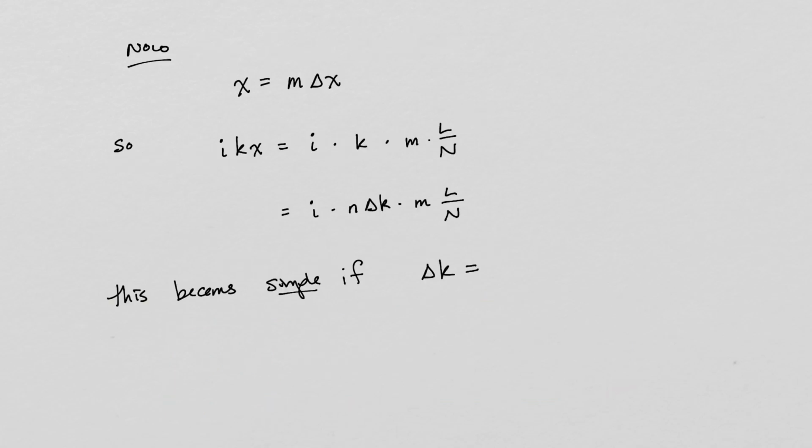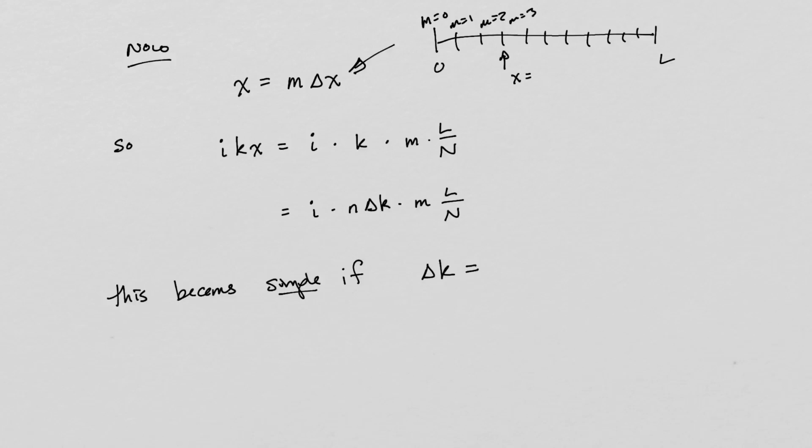Now, to find out what the value of those possible modes are, I'm going to just look at the argument of that e to the i k x. So I know that the value of x is going to be m times delta x, and if I redraw my space here, so this is 0 and this is L, and I think about each of these points being m equals 0, m equals 1, m equals 2, m equals 3, I know the value of x here is going to be 3 times delta x, which is 3 times L over n, where n is the total number of points.